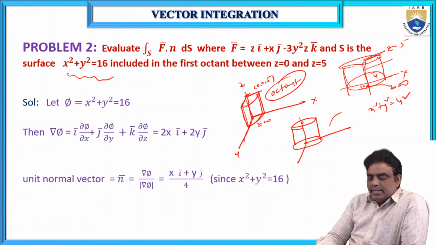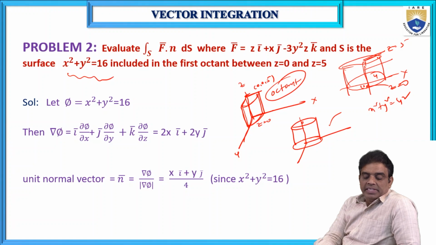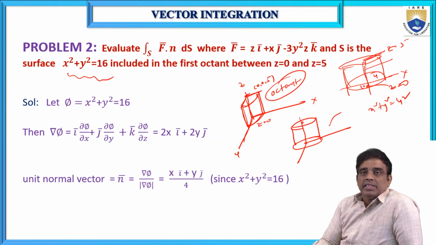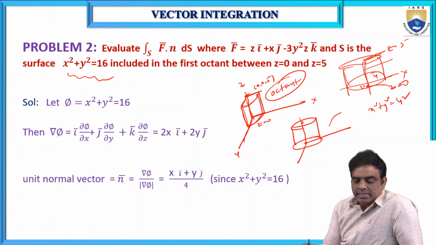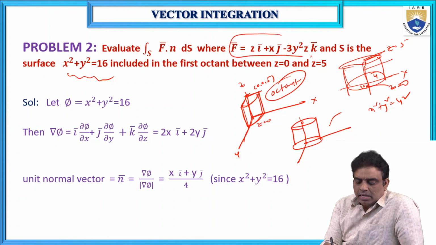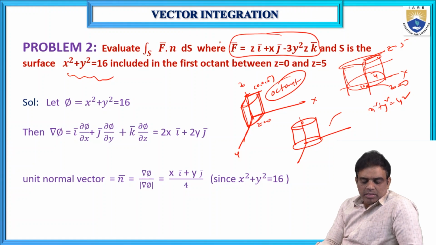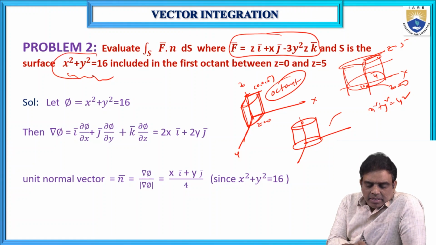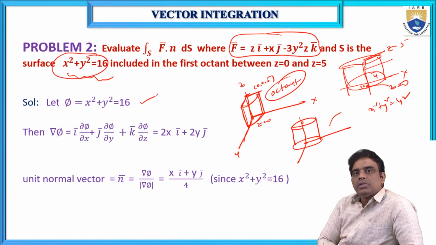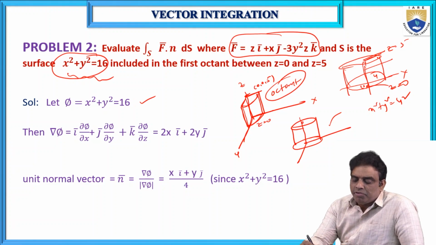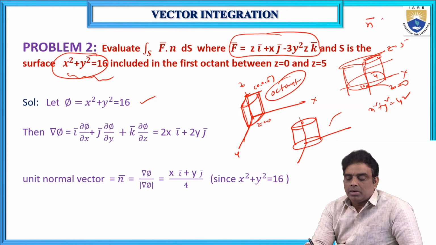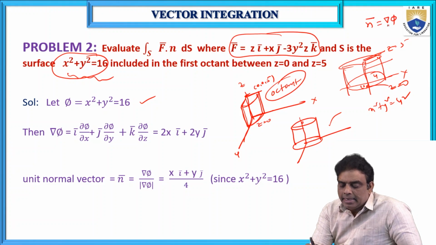So now to find the surface integral, f bar is already given: f bar is z i bar plus x j bar minus 3y square z into k bar. This is the given vector point function f bar. The surface is given by phi, that is x square plus y square minus 16. With the help of phi, we need to calculate n bar. How can you calculate n bar? Grad phi by magnitude of grad phi, as we have already done in the previous problem.